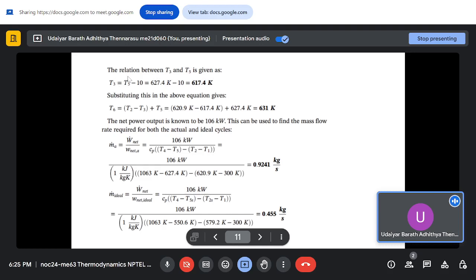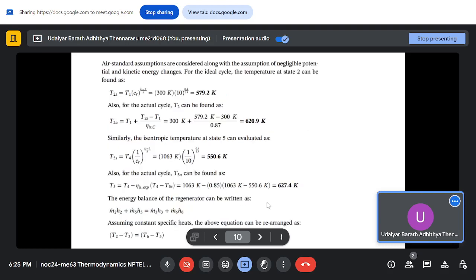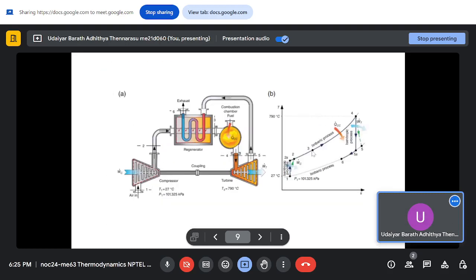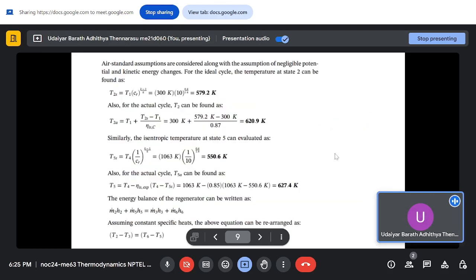So T3 equals T5 minus 10, or your T5 minus T3 is 10. So you rearrange it to find the state 3 temperature, which comes out to be 617.4 Kelvin. You know T5, which we have calculated using the isentropic efficiency of the turbine. So 627.4. From there we can find out state 3 temperature, T3. So now the only unknown is T6.